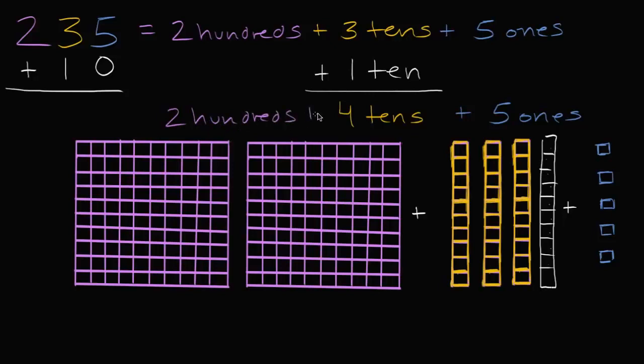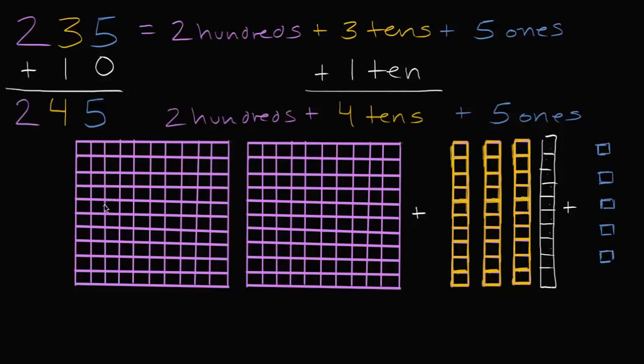So now it's going to be 2 hundreds plus 4 tens plus 5 ones. Well, what's that going to be? Well, 2 hundreds plus 4 tens plus 5 ones, 245. Let's do one more.